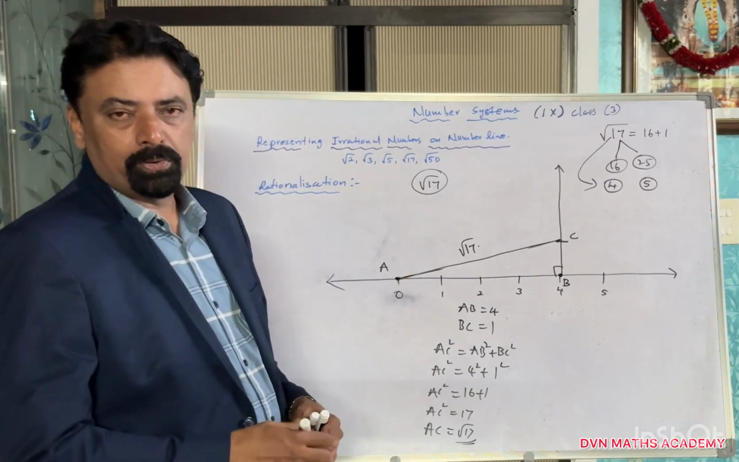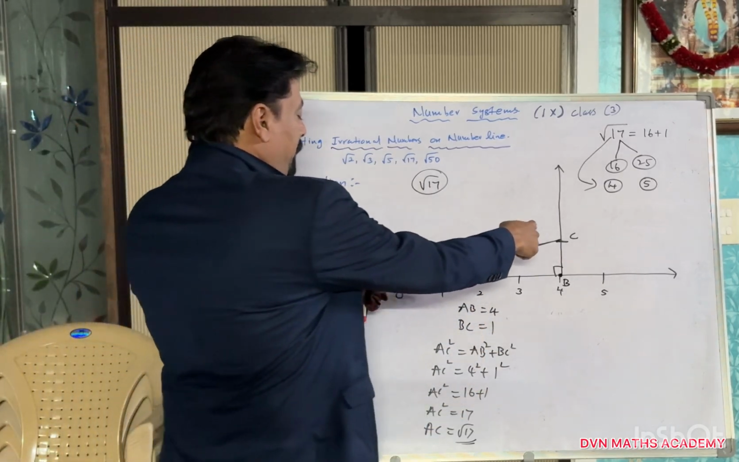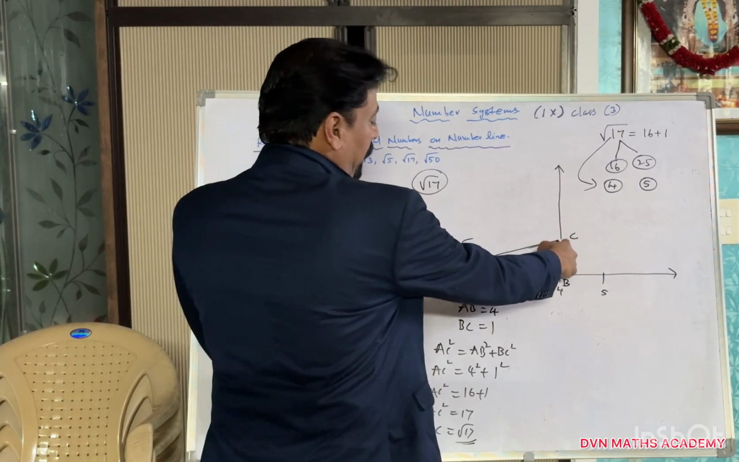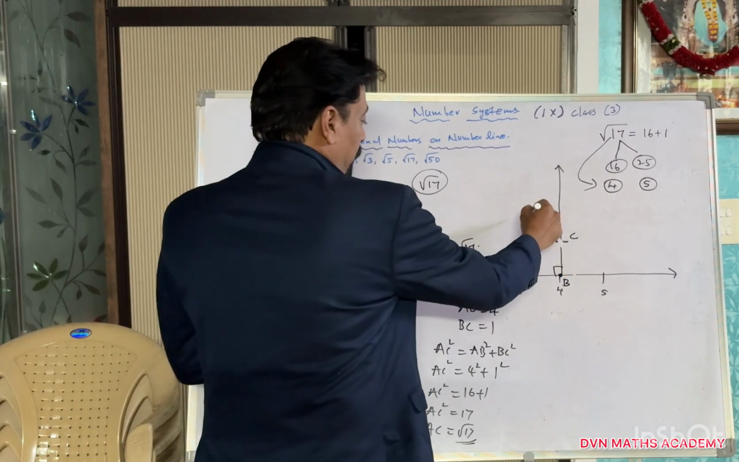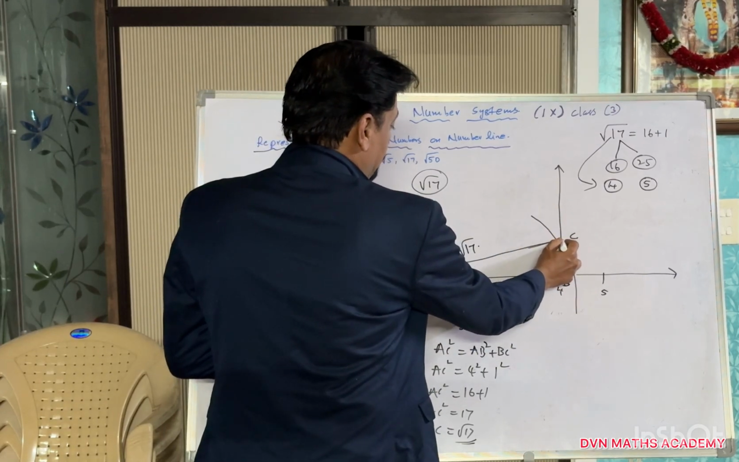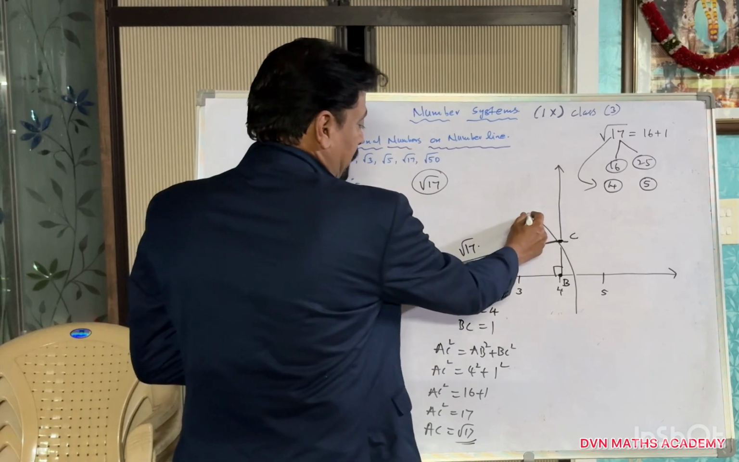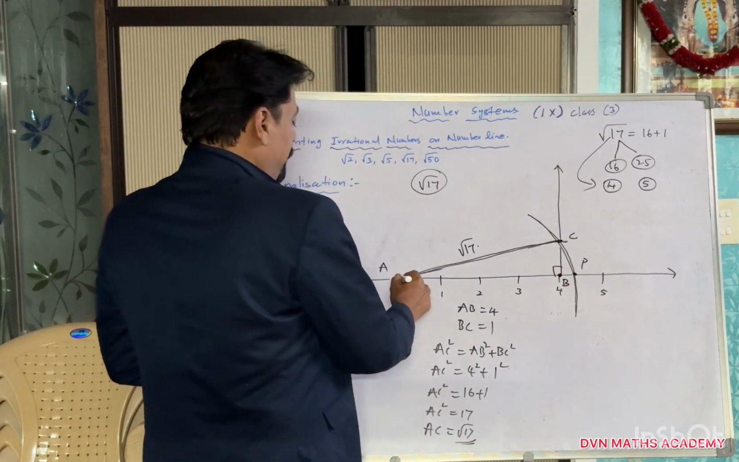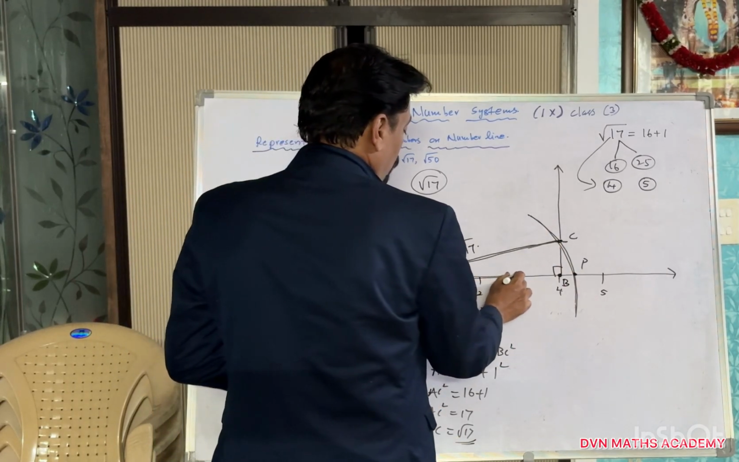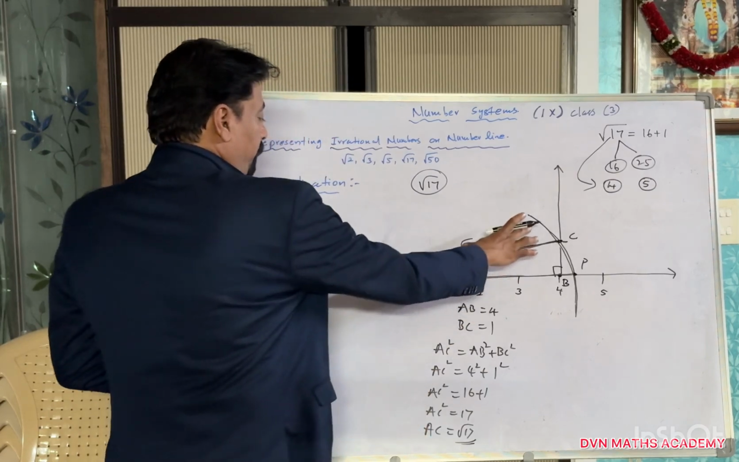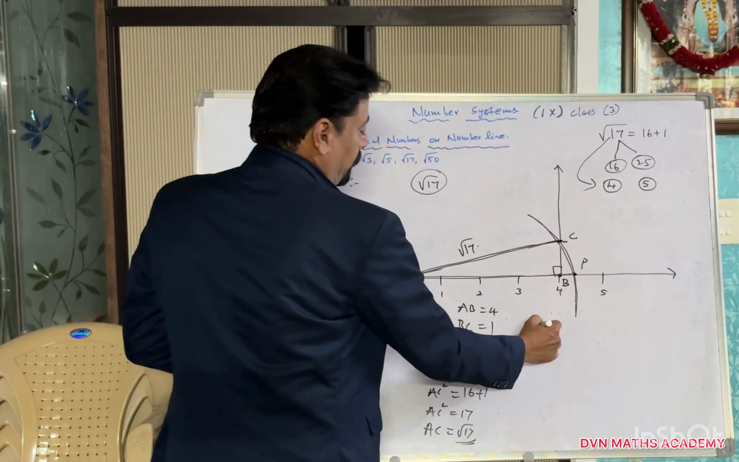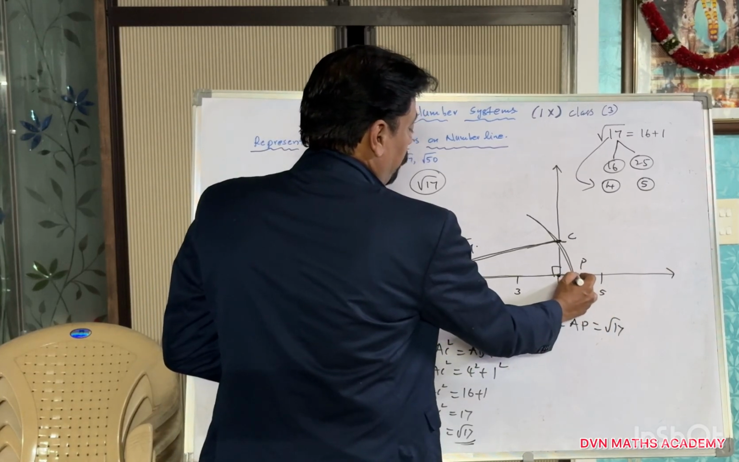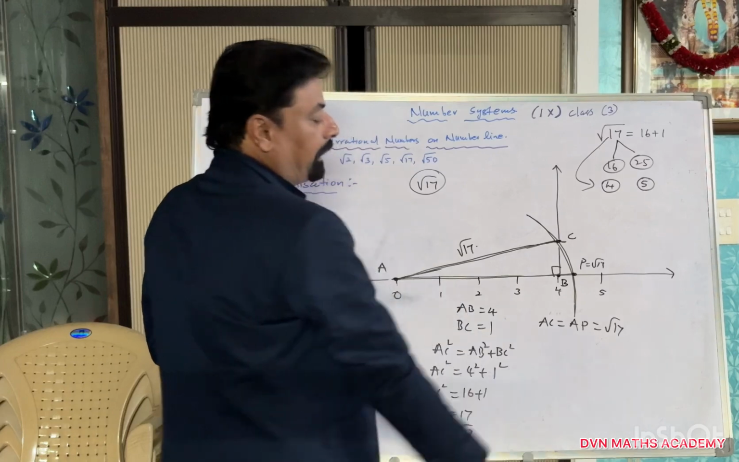Now you use your compass and put your compass at A and C, and the length between A and C is root 17. Then you draw an arc like this. If your arc is like this, this is my arc intersecting the number line at one point. You say that point is P. Now AC should be equal to AP. Therefore, AP is also equal to root 17. Therefore, this point indicates the number root 17.